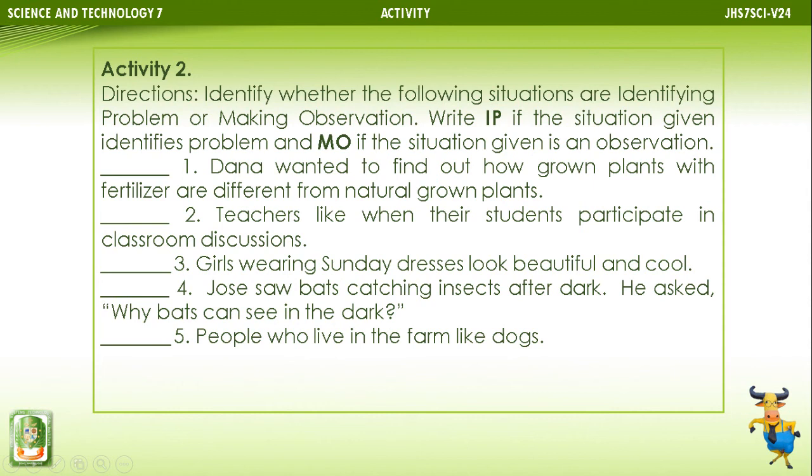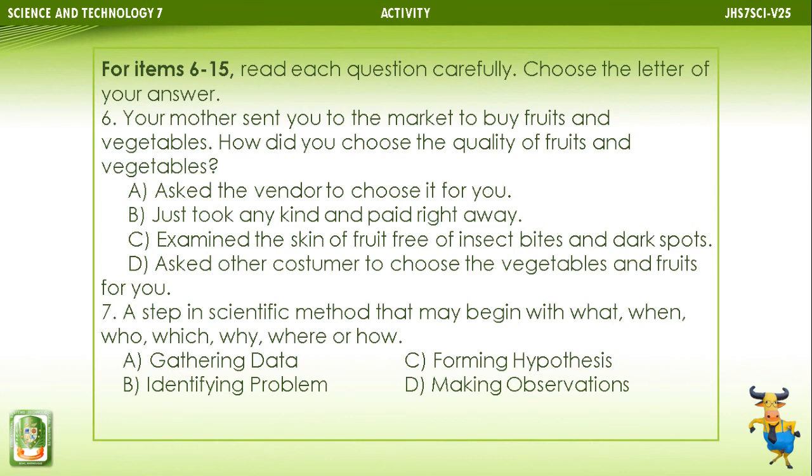Girls wearing Sunday dresses look beautiful and cool. 4. Jose saw bats catching insects after dark. He asked why bats can see in the dark. 5. People who live in the farm like dogs. For items 6 to 15, read each question carefully. Choose the letter of your answer.